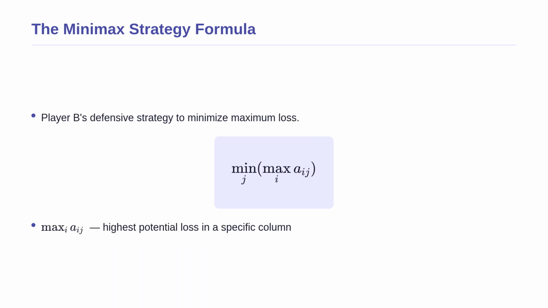Now that we have seen player A's perspective, let us look at the formula for player B. This formula mathematically represents player B's defensive strategy. The inner part of the expression scans a specific column to find the highest number, which represents the maximum amount player B could possibly lose if they choose that column. The outer part then compares all of these maximum potential losses across every column. It selects the smallest value among them, ensuring player B minimizes their maximum possible loss. If a column's maximum value decreases, player B is more likely to choose it. This guarantees player B the safest possible outcome against a rational opponent.